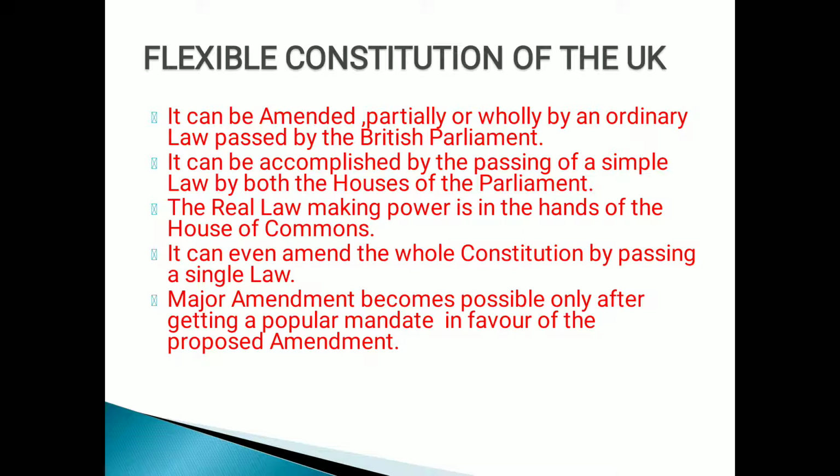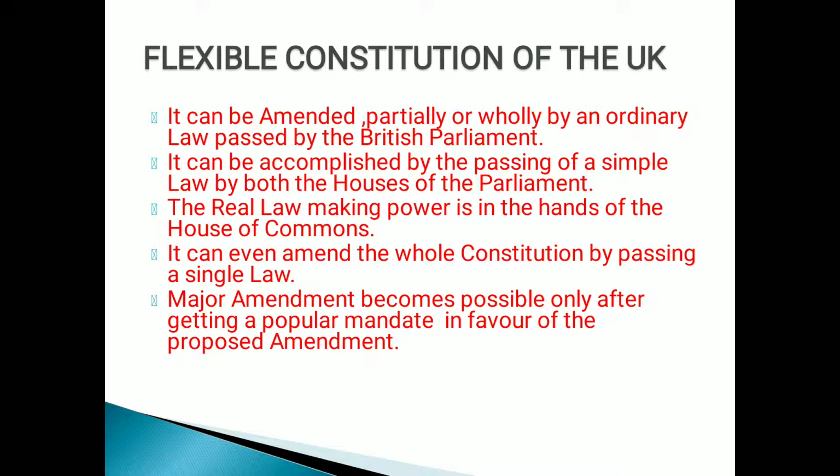Now what is it? Let's see now. The British constitution is a very flexible constitution. It can be amended partially or wholly by an ordinary law passed by the British Parliament. There is no difference between constitutional law and ordinary law, and each can be amended or abolished by British Parliament. It can be accomplished by passing a simple law by both the houses of British Parliament.